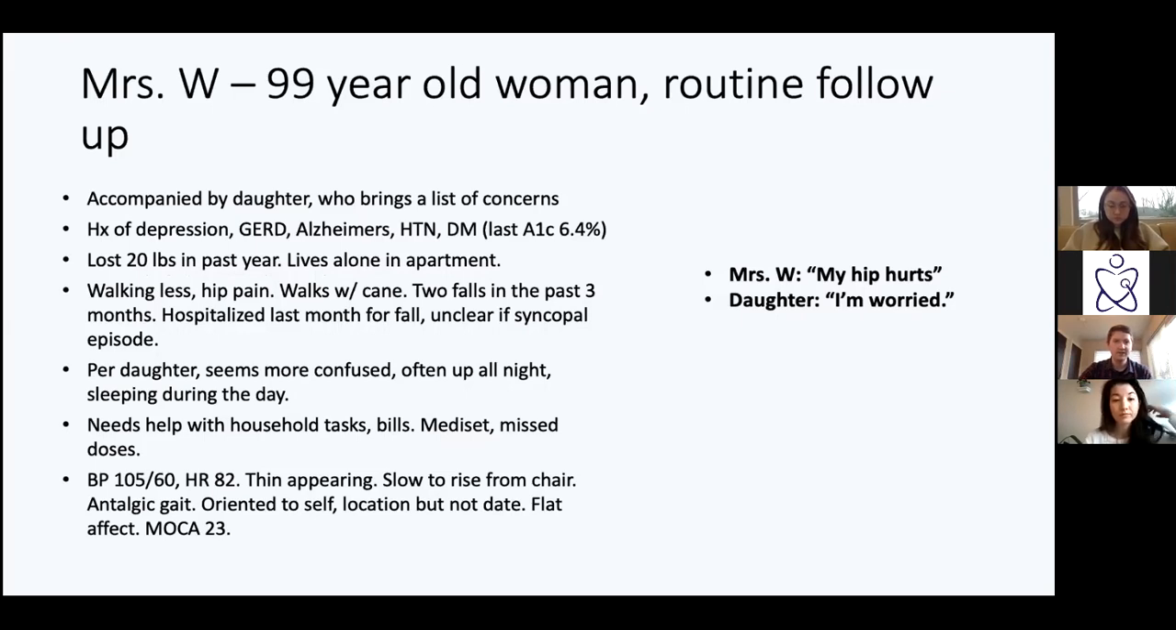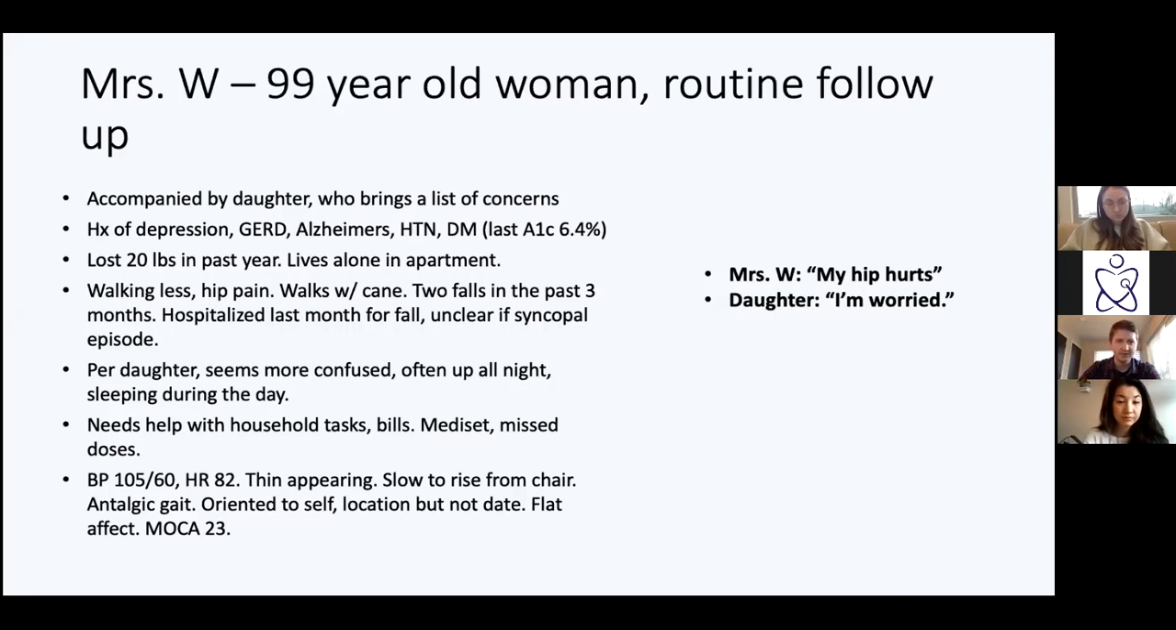So you're saying Mrs. W, she's 99. This is maybe your second visit with her. She transferred care to you recently because she knew you had just attended this lecture on multimorbidity, and now you're a total pro. Here for routine follow-up. She's accompanied by her daughter, who brings a list of concerns. She has a history of depression, GERD, Alzheimer's, hypertension, diabetes. Her last A1C was 6.4%.